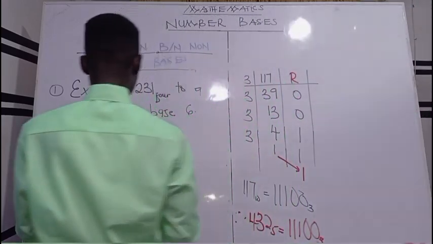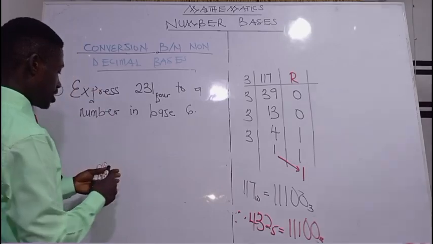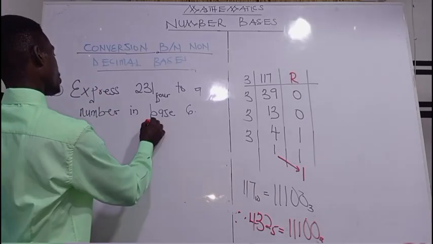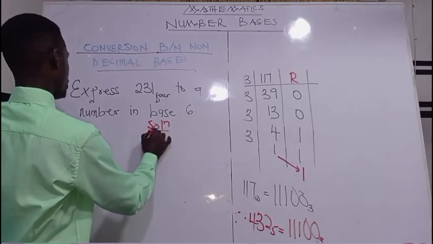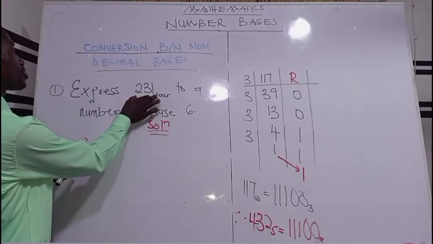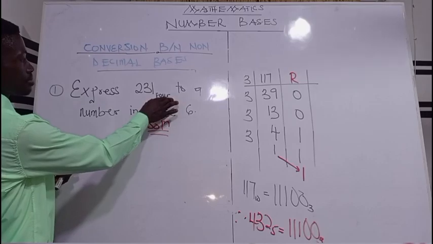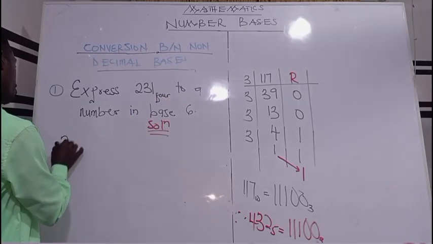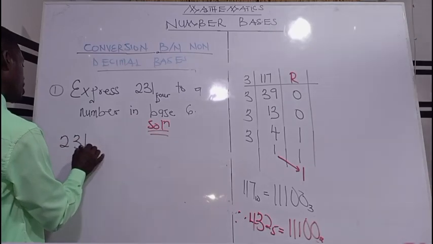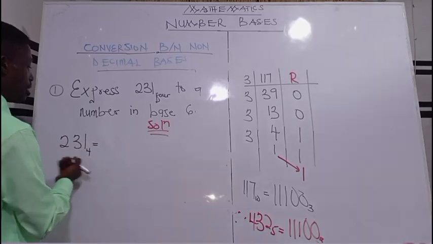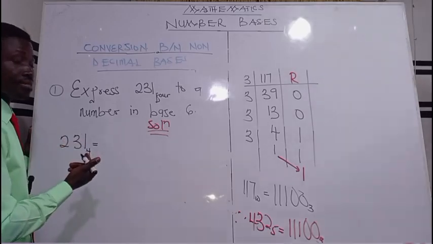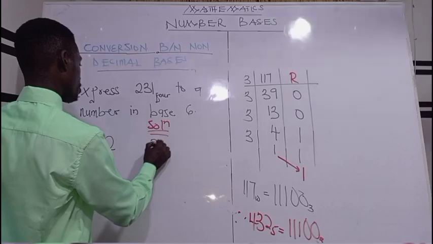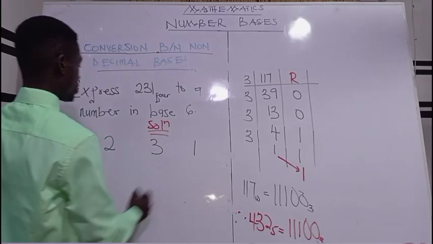So I guess you were able to convert it. What did you get? Let's solve it together. Write your answer down. We are solving it together. So we are first going to convert this number, which is in base 4, to base 10. So we have 231 base 4. We are converting it to base 10 first. So we have 2, 3, and then 1.